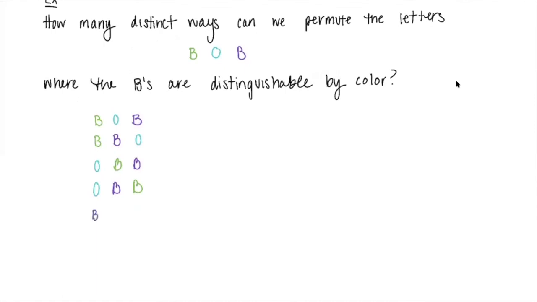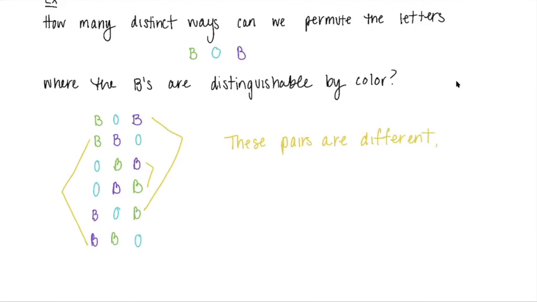And then finally, I can put the purple B first, and then I have 2 options for those second letters. Pairing these off, these both spell BOB, but they're a different order. These both spell BBO, but they're different to each other. And these are both OBB, but they're different from each other because I can tell the B's apart. So these pairs are different because the letters are distinct.